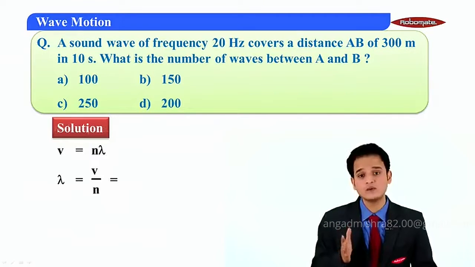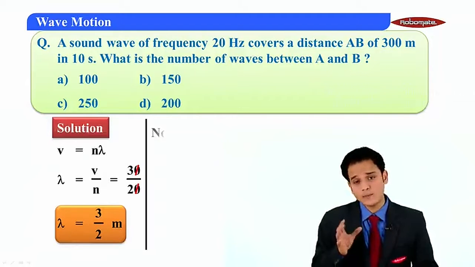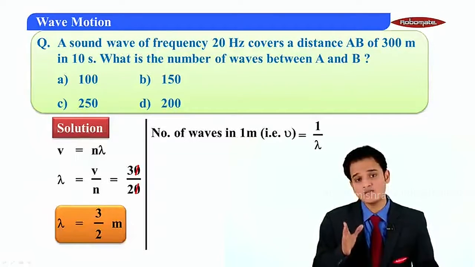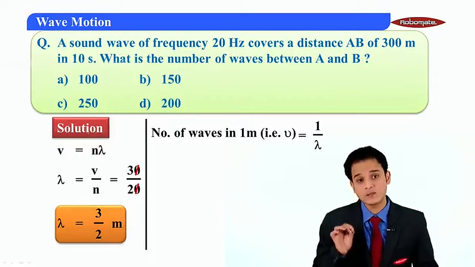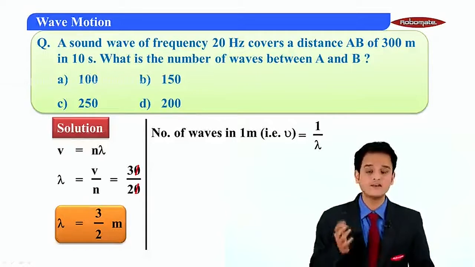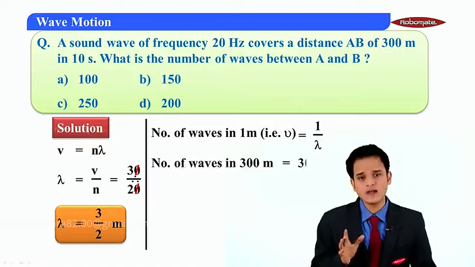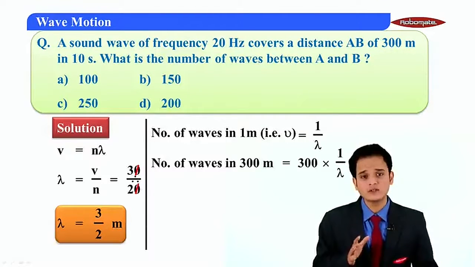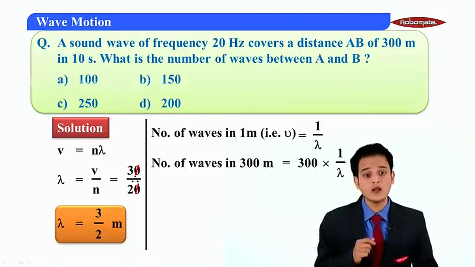So we have v is equal to n lambda, that is lambda is equal to v upon n. So finally we get the value of lambda as 3 by 2 meters. Students, we know by calculation that the number of waves in 1 meter is going to be equal to 1 upon lambda, which is represented by nu, which is also known as the wave number, students. So if we have the number of waves in 1 meter, can't we have the number of waves in 300? So in 300 meters we will have this particular equation, that is equal to 300 into 1 upon lambda.